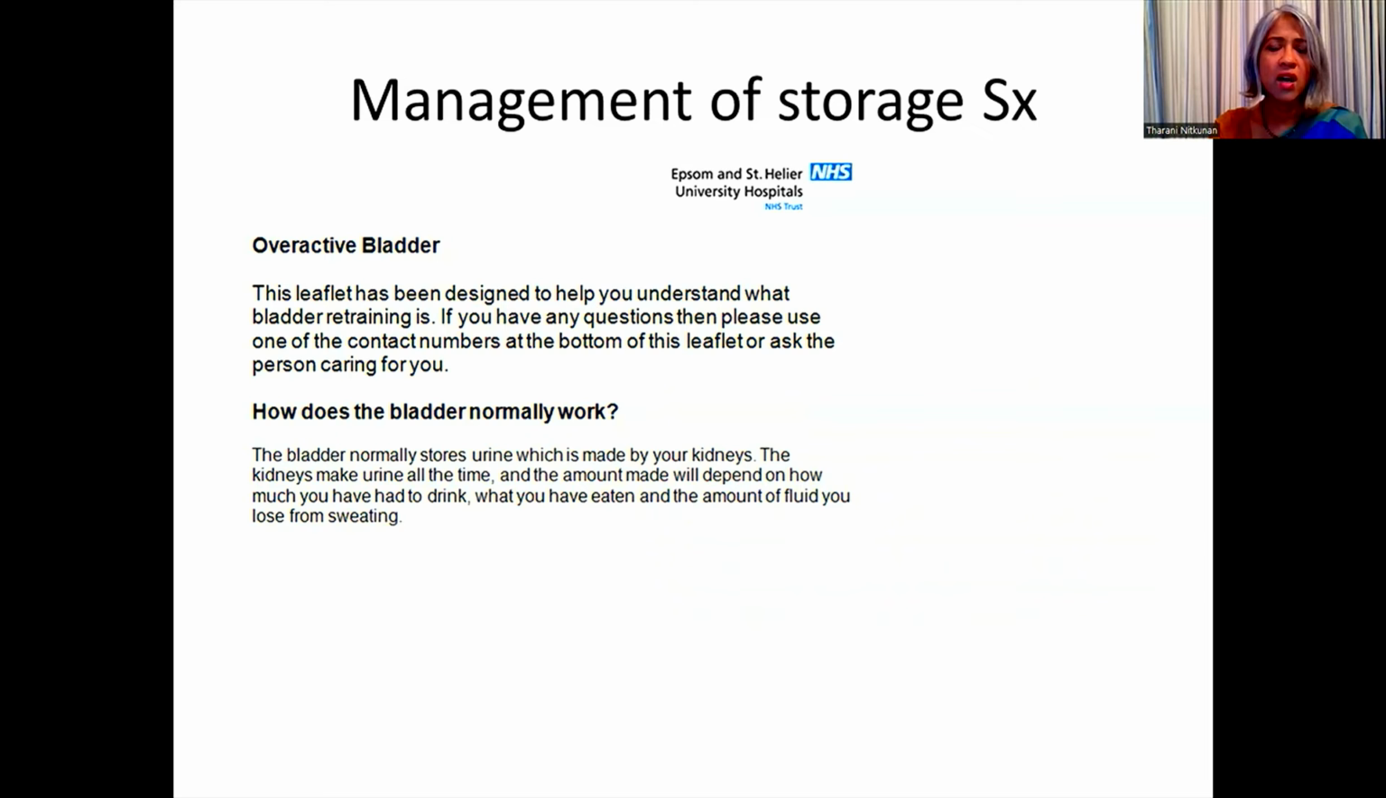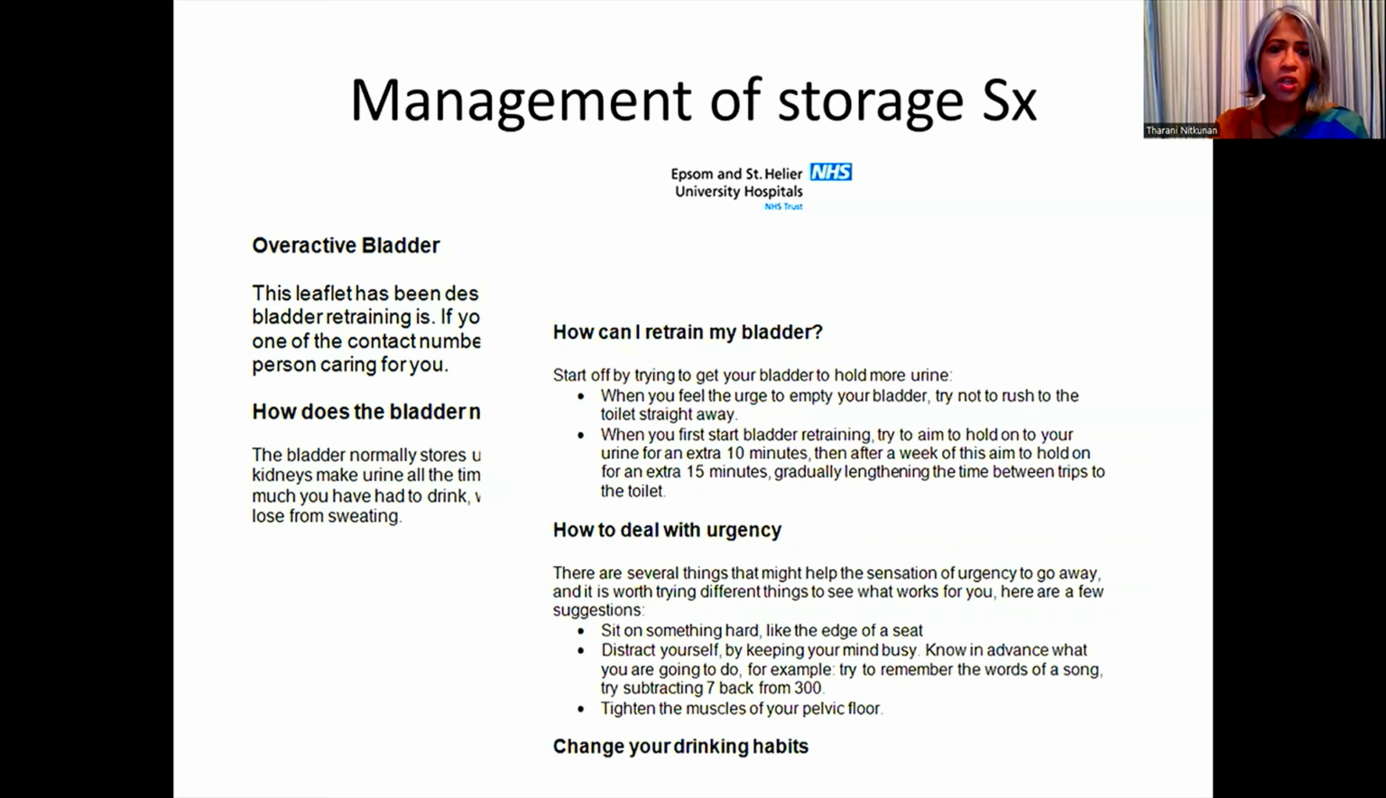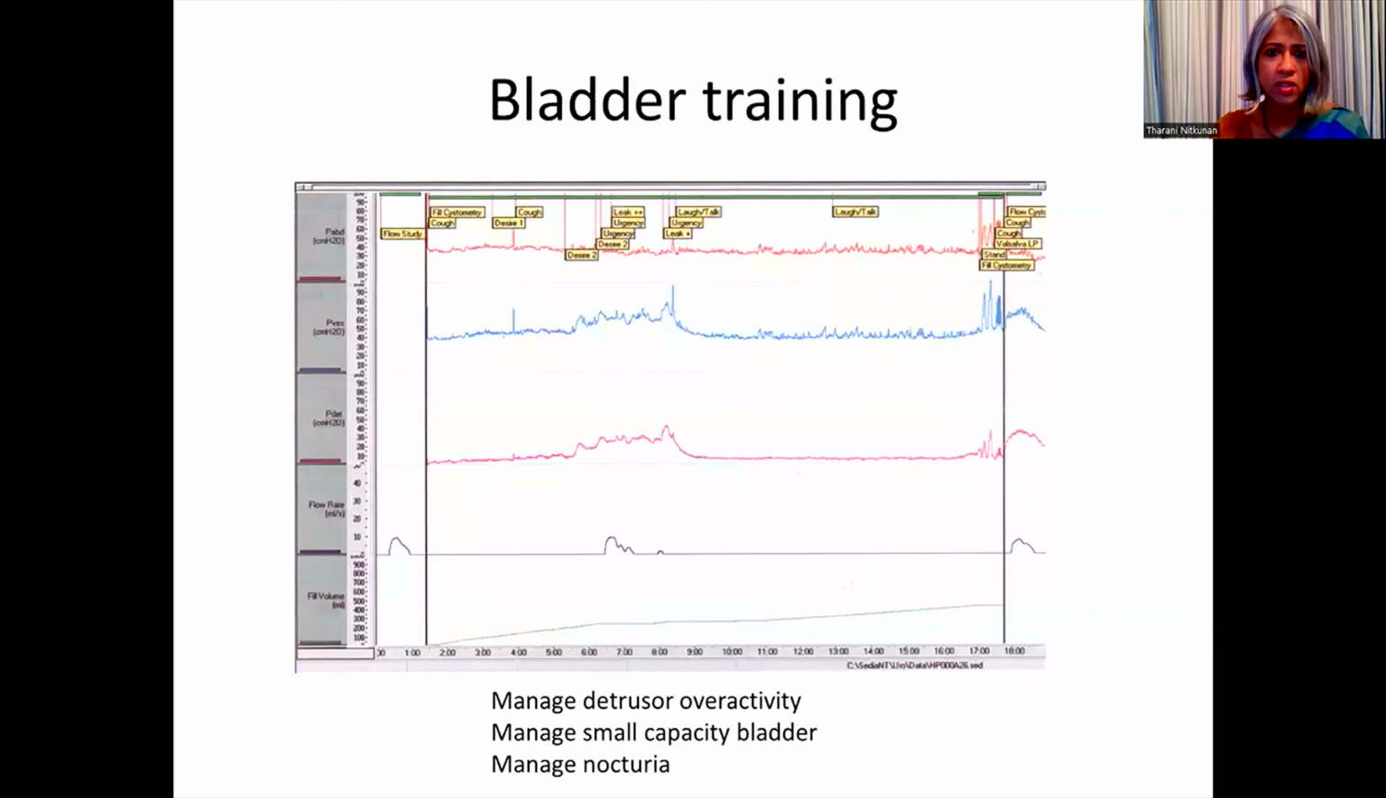So then we can manage their storage symptoms with an overactive sort of discussion about how to manage their frequency, their urgency. And we talk to them about bladder training. And that is, for the men, 3 liters of water a day, and train your bladder to hold to 400 mils. 400 to 500 mils is normal bladder capacity, and we give them leaflets to help them to do this.